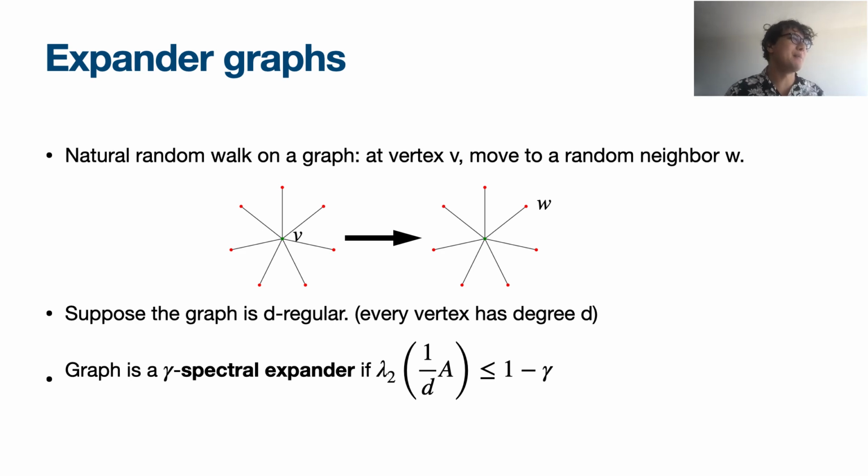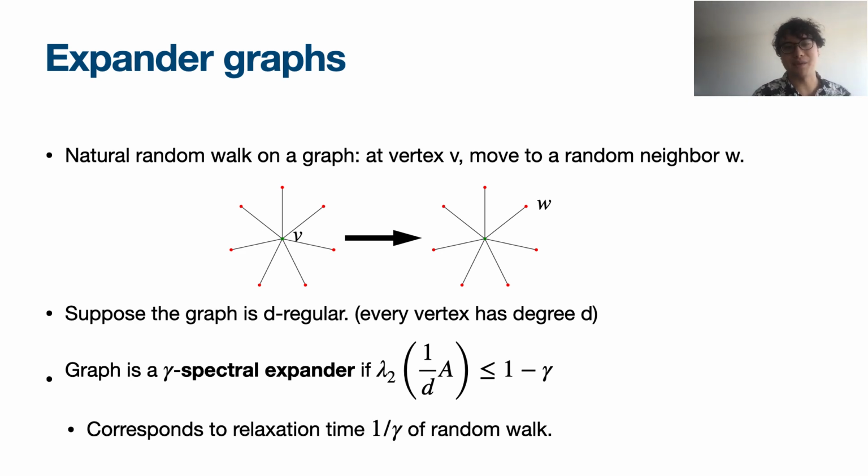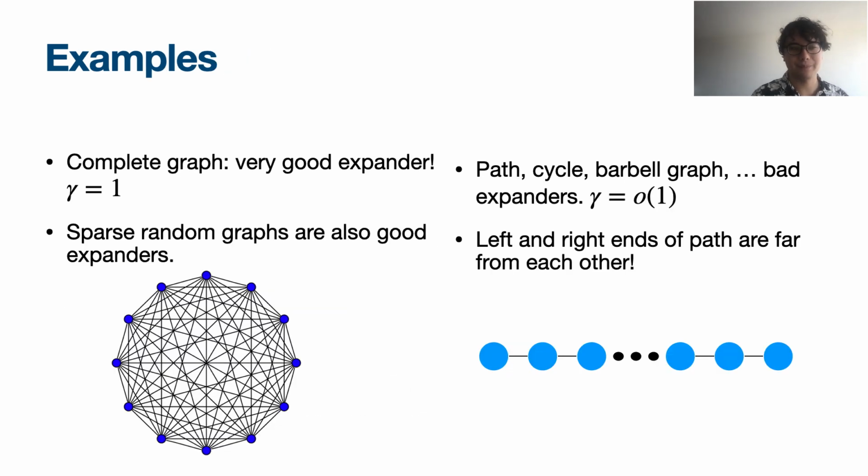And then by the power method, this sort of means that after not too many steps, A is going to be very close to its top eigenspace, which is the stationary measure. Okay, and we also call this relaxation time. And a couple of canonical examples: the complete graph, that's really the best expander.